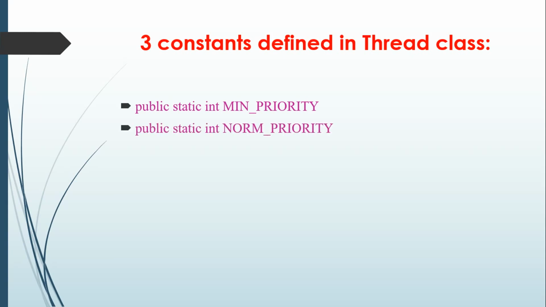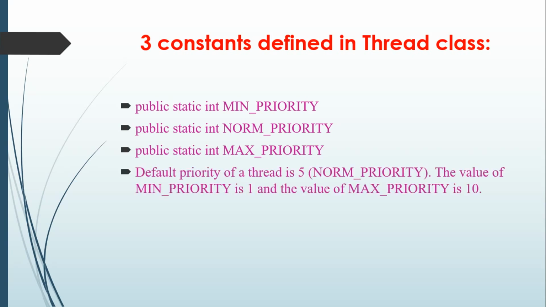Second is public static int NORM_PRIORITY. NORM_PRIORITY is the normal priority. And the third one is public static int MAX_PRIORITY. MAX_PRIORITY is the highest priority that a thread can achieve. The default priority of a thread is 5, that is NORM_PRIORITY, the minimum priority is 1, and the value of MAX_PRIORITY is 10.